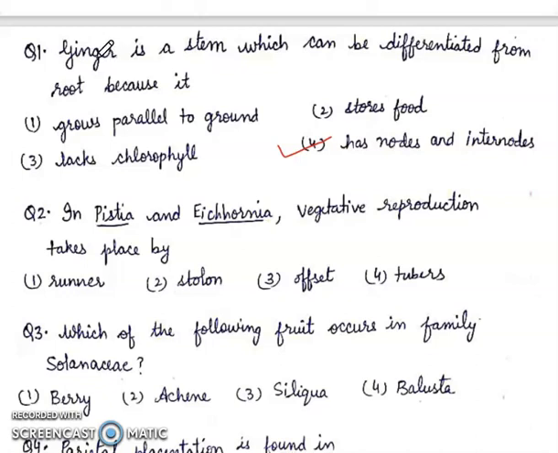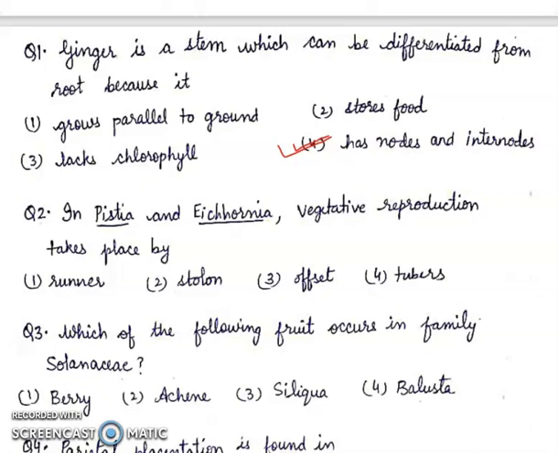In this video, I will be sharing a few important questions of the chapter Morphology in Plants. First question, ginger is a stem which can be differentiated from root because it first grows parallel to ground, second stores food, third lacks chlorophyll, fourth has nodes and internodes. The right answer will be fourth. Ginger has nodes and internodes, that's why it is a stem.